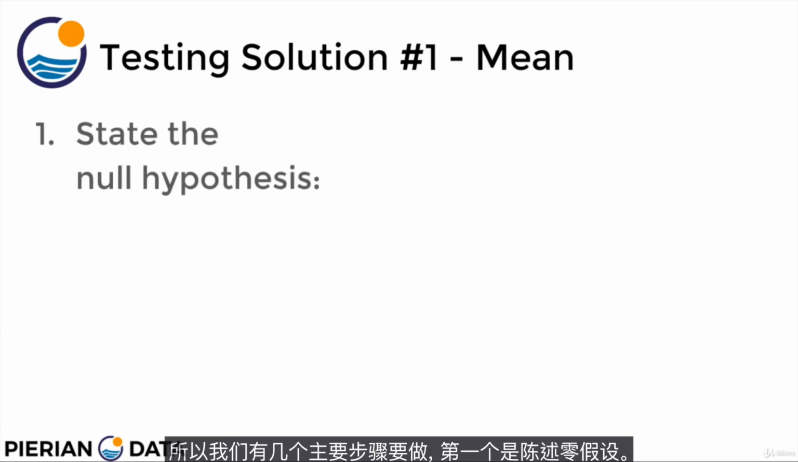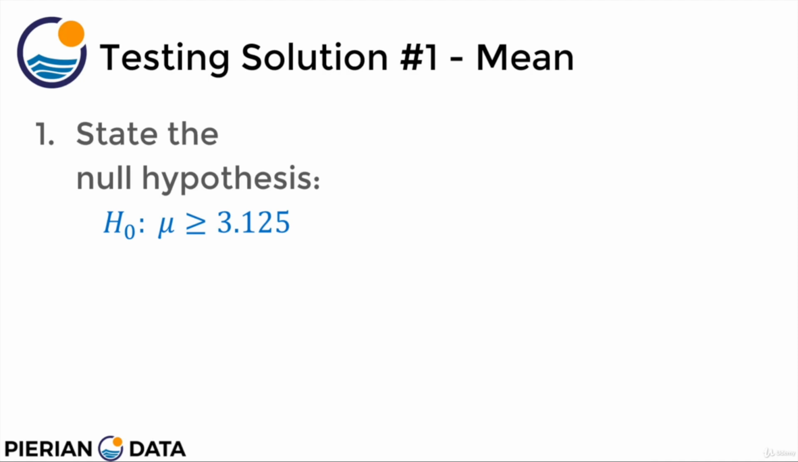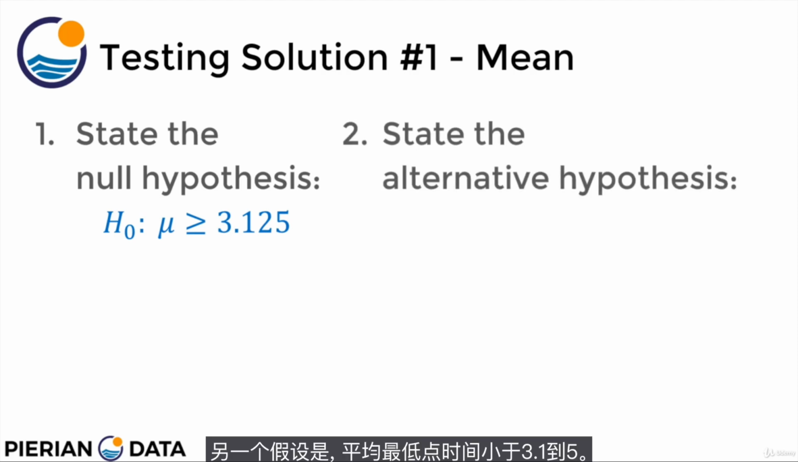So we have a couple of main steps to do. The first one is to state the null hypothesis. So our null hypothesis is that the average load time is going to be greater than or equal to 3.125. The alternative hypothesis is going to be that the average load time is less than 3.125.